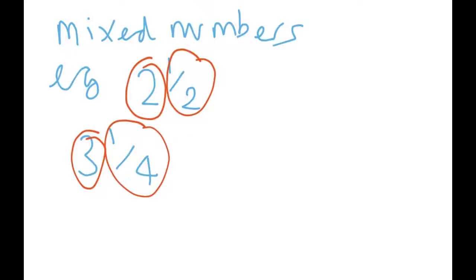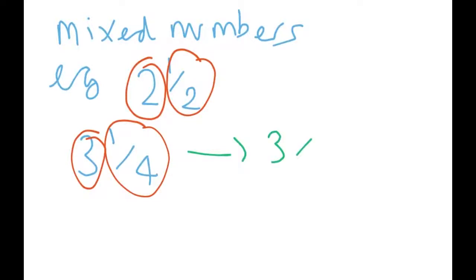Right, so we need to know how to go from a mixed number to a top-heavy fraction. And there's a rule. The way we do this, essentially, is you take the whole number, so in this case, your whole number is 3.